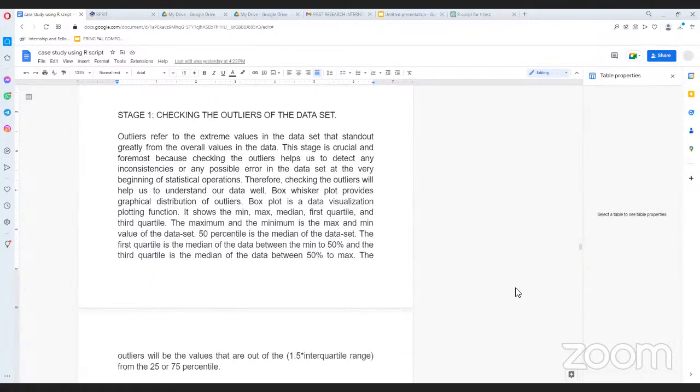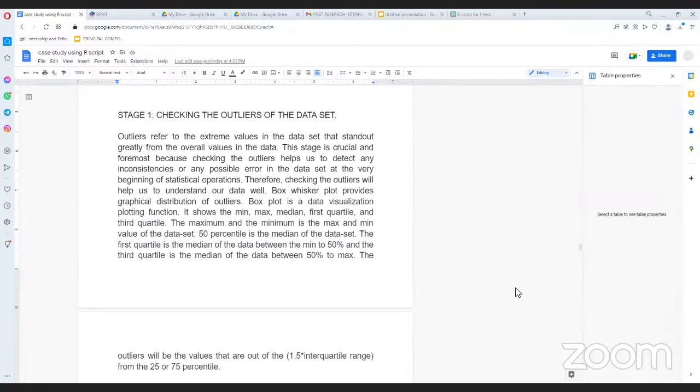Stage 1, checking the outliers of the dataset. Outliers refer to the extreme values in a dataset that stand out greatly from the overall values in the data. This stage is crucial and foremost because checking the outliers helps us to detect any inconsistencies or possible errors in the dataset at the very beginning of the statistical operations. Therefore, checking the outliers will help us to understand our data well.